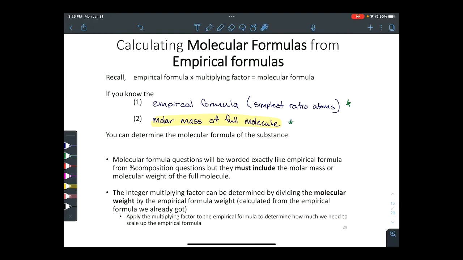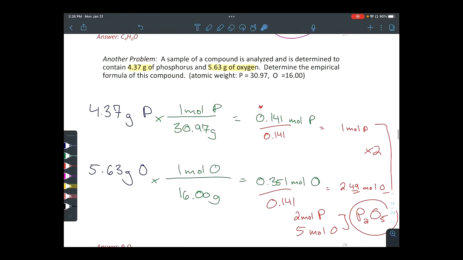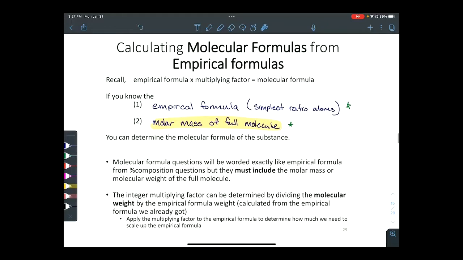So I want you to recognize how these questions can be asked on an examination, all right? The question will look almost exactly like an empirical formula calculation. It'll say something like, you have this much sample, this much phosphorus, this much oxygen. But they'll add an extra tidbit. They'll say, and the molar mass of the whole molecule is this. What is the molecular formula? So I'm trying to show you that molecular formula questions are worded exactly like an empirical formula question. It's just one additional piece of information. And they are worked the exact same way.